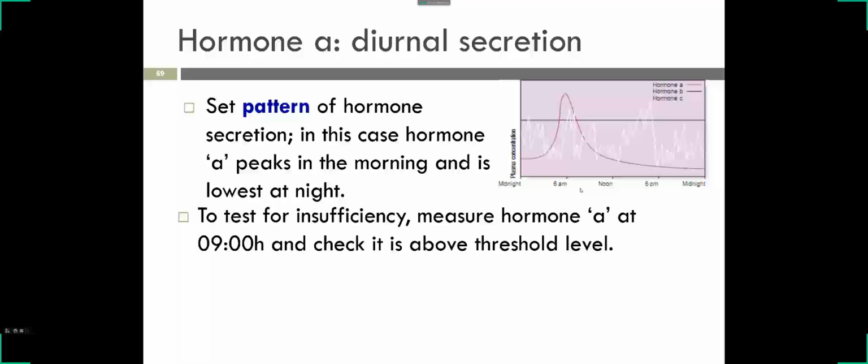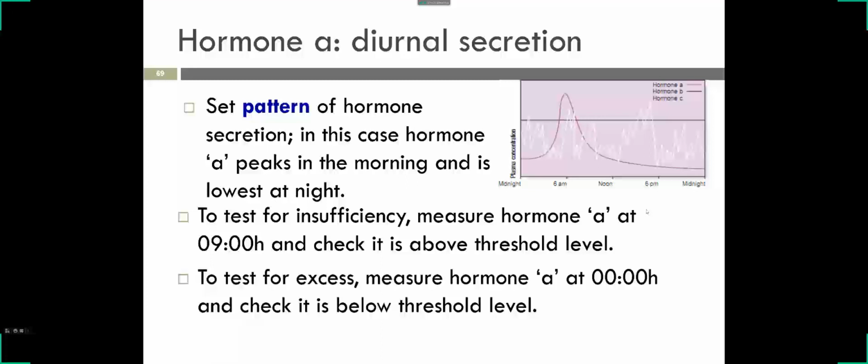So typically what we'll do is measure for insufficiency at the peak. We'll measure here to check that it's above the threshold level. In the test for excess, we'll measure the hormone again at midnight when it's at its lowest to check that it's below our threshold level, to make sure that it's changing enough.